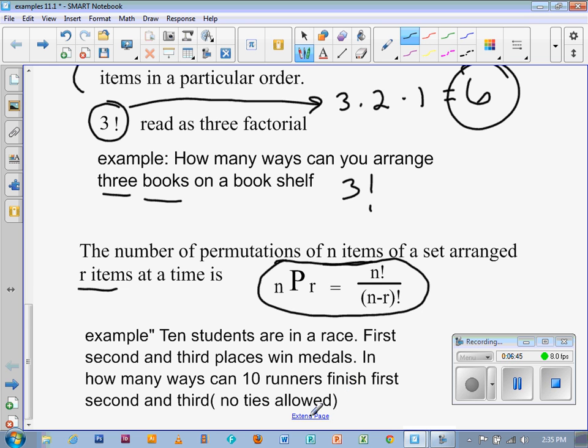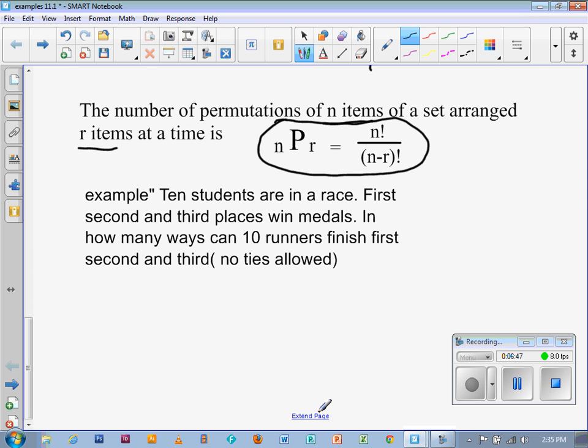So let's take a look at our example here, and I think that's going to help you understand this. 10 students are in a race. First, second, third places win medals. In how many ways can 10 runners finish first, second, third, assuming no ties? What we're going to do here is count how many ways we can select a group of 3 and give out first, second, and third place from this group of 10.